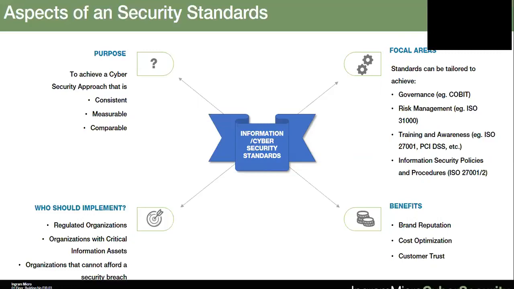On the same slide, under the subdomain called focal areas, we need to understand what focal areas mean when we are talking about standards. Standards can help us in building a governance framework for the enterprise. One of the popular standards for governance is, for example, the COBIT framework for IT governance and management. Another area where standards help is risk management, for example, which is a core area of the most popular cybersecurity or information security standards.